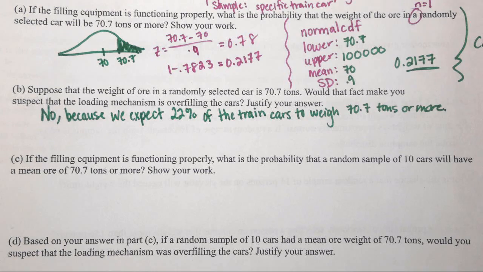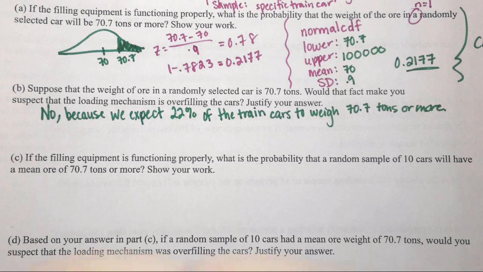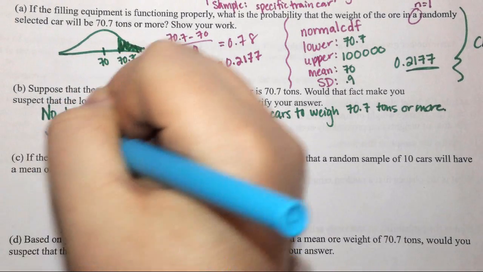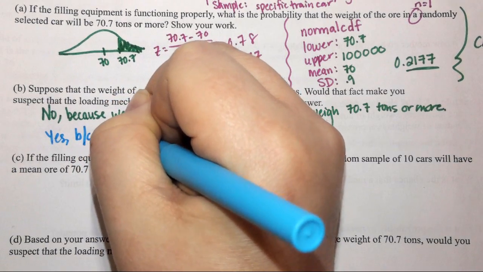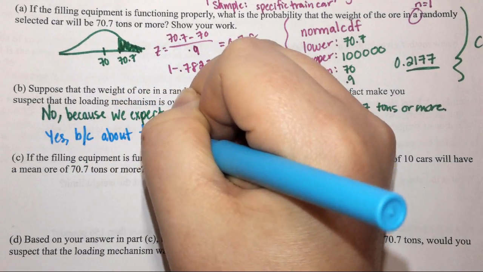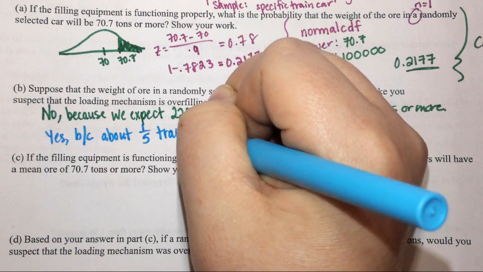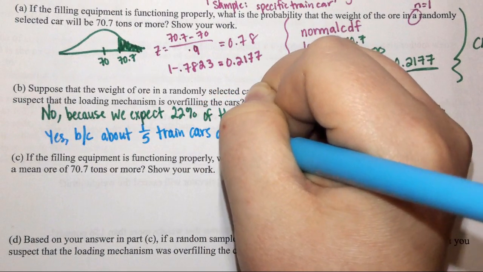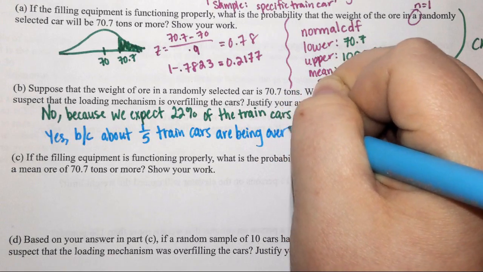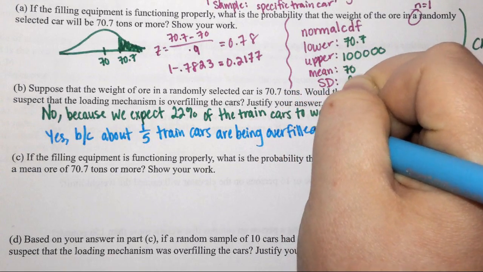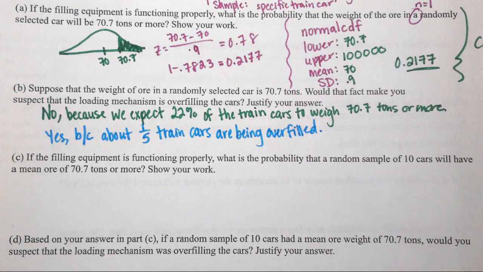Again, this is why Louise is like, dang, I wish I was back in calculus. Calculus is so black and white. If you're going to argue that, you could say yes, because what he's saying about 1 out of 5 train cars being overfilled. Both depends on what words you put.